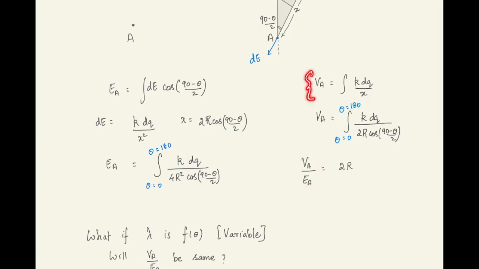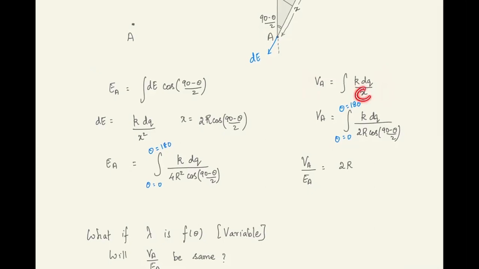You also write the expression for VA. Now VA, the expression is k dq by x, and you are going to integrate that. Now note that here denominator is x power 1. So x power 1, you will get one by cos of (90 minus theta by 2) from that particular expression.